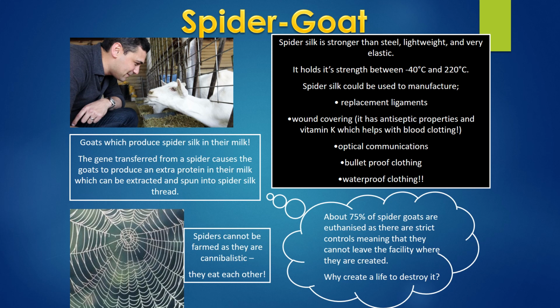Obviously, there are some ethical issues here, because the goats weren't allowed to leave where they had been created. So most of them were euthanized. So these lives were created to be destroyed. So we've got to think about whether that would be ethical or not. And I like this little thing down here. It says spiders cannot be farmed as they're cannibalistic. They eat each other. So they had to use another animal to make the spider silk, because you can't farm spiders if they're eating their own stock. Let's move on.